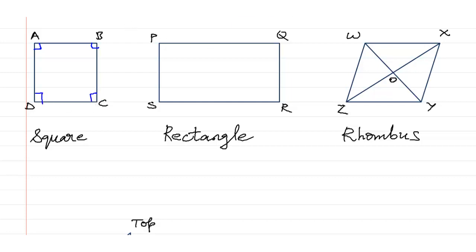Then we use Pythagoras theorem in squares, because all the angles of squares are right angles. So if I draw the diagonal, we can say in right angle triangle ADC, AC square is equal to AD square plus DC square. So we use Pythagoras theorem in squares also, even in rectangles.